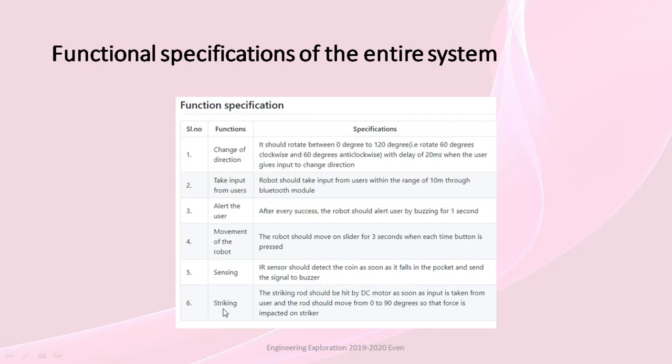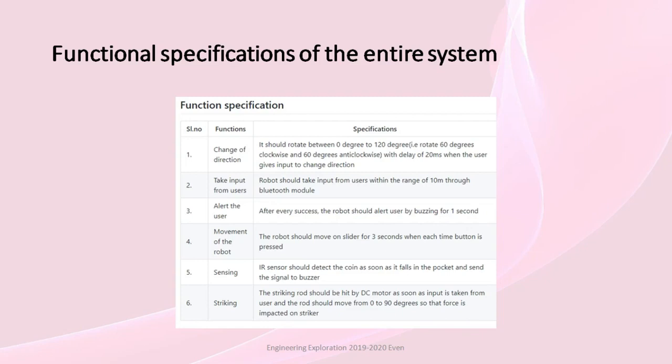And the sixth function was striking. The striking rod should be hit by the DC motor as soon as input is taken from the user, and the rod should move from 0 to 90 degrees so that more force is imparted on the striker and the striker hits the coin with more force.